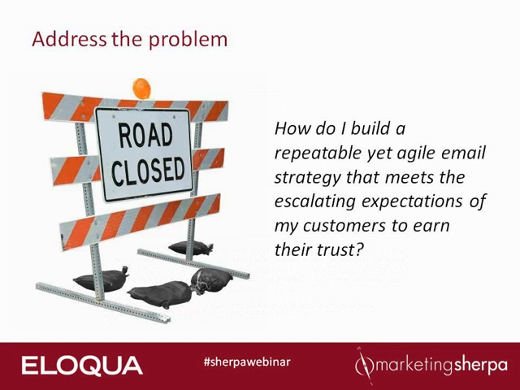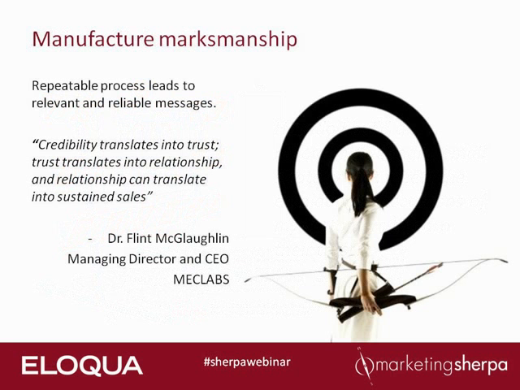So the real problem that we're trying to address is how do marketers build a repeatable yet agile email strategy that meets the escalating expectations of their customers to really earn their trust. And what we've just discovered is that it really takes an effort to manufacture marksmanship, where you have a repeatable process that leads to both relevant and reliable messages. Because the only way you can really earn trust is when you produce these type of messages consistently.